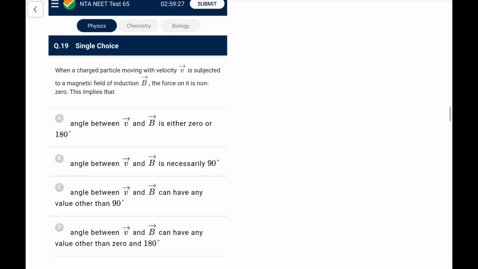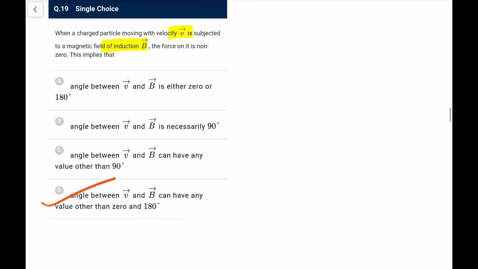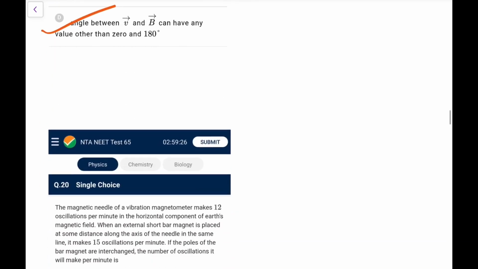Yes, next one. When a charged particle moving with velocity v is subjected to a field B, the force on it is non-zero. Because the force is non-zero, that means the angle between V and B is neither 0 nor 180, so it is definitely other than 0 and 180, because for these two angles the force will be 0.